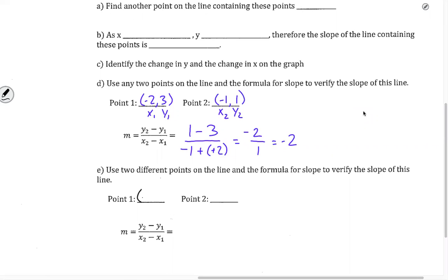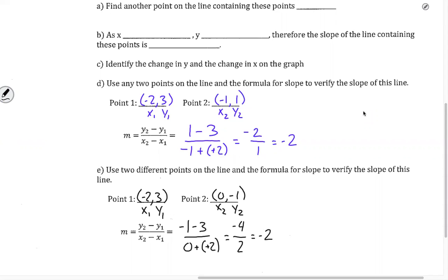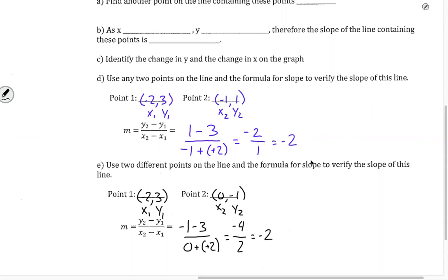Now, to use the other point, well, (-2, 3) and the point I believe was (0, -1). So let's go ahead and label x1, y1, x2, y2. And we know our formula is written for us, so I'm just going to keep substituting. I'm going to substitute in -1 minus 3 over 0 minus -2, and I'm careful to put it in parentheses. So I have 0 minus -2, which is a +2, so 0 plus 2 is 2. And -1 minus 3 is -4, so that's going to be -2. So you can see, again, my slopes are the same.